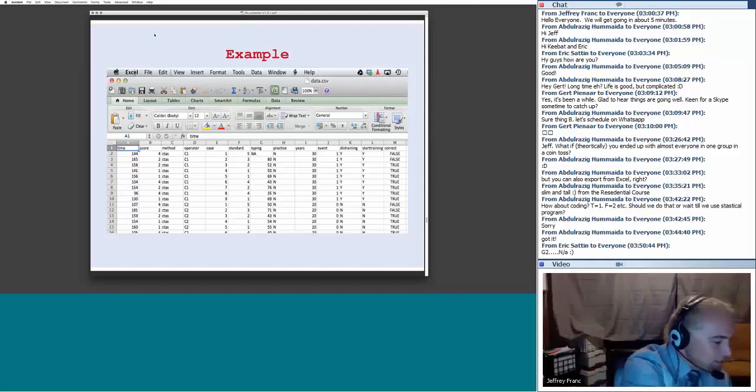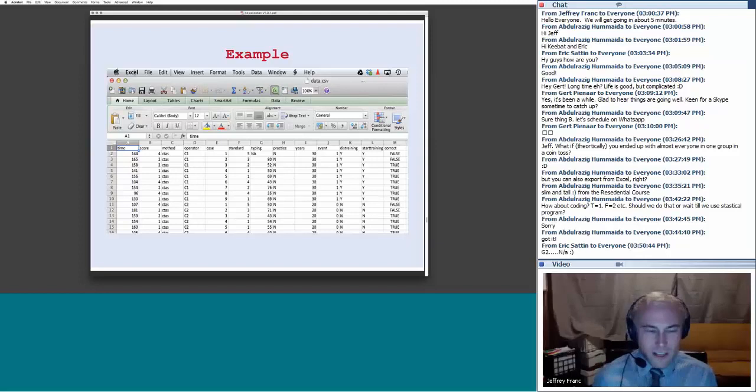Data is saved as a single CSV file. You see at the top it says data.csv, and there's only one sheet on this workbook. Column names are single words. They start with a letter, and they have no spaces.